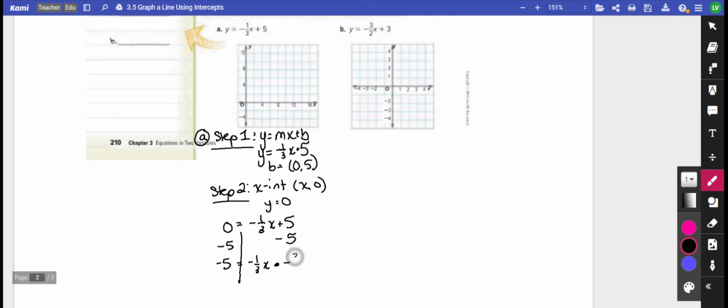I'm going to multiply both sides by the reciprocal of negative 1/3, which is negative 3 divided by 1. So I have 15 equals x. So in this case, my x-intercept equals 15, 0.